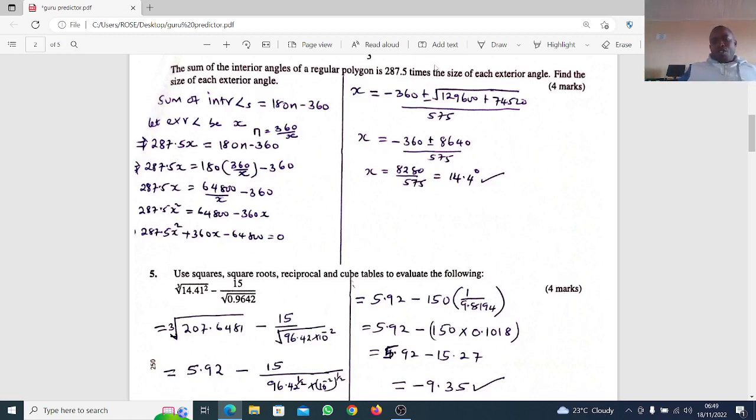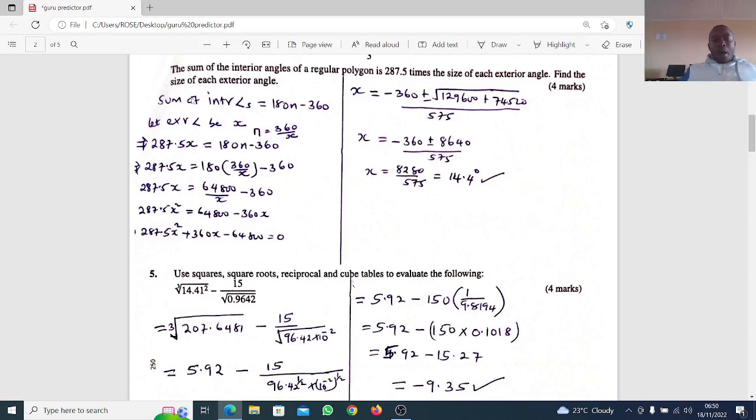So meaning, if we let the exterior angle to be x, then the sum of interior angles will be 207.5 times x, that is 207.5x. That is, if we let each exterior angle be x. So we have been asked to find the size of each exterior angle.